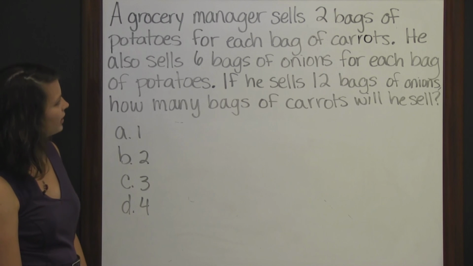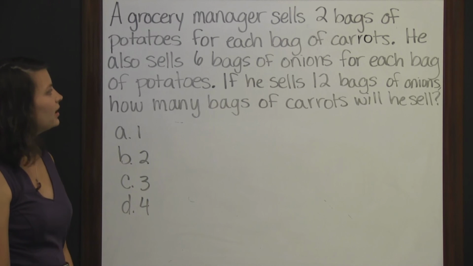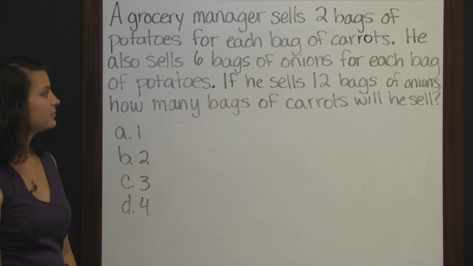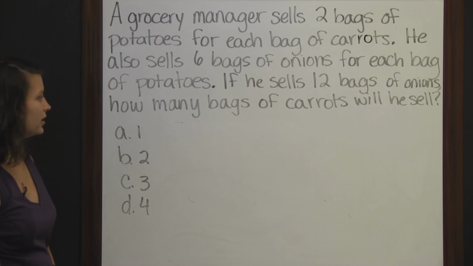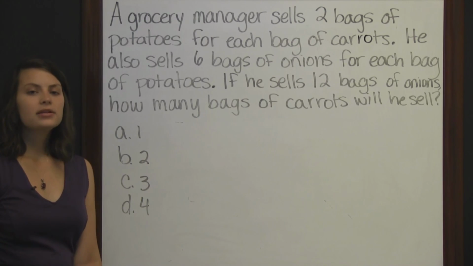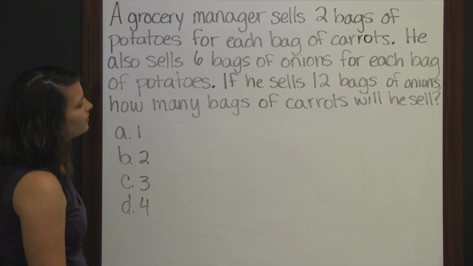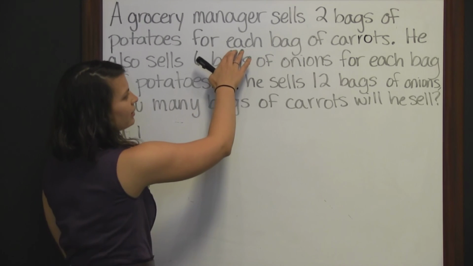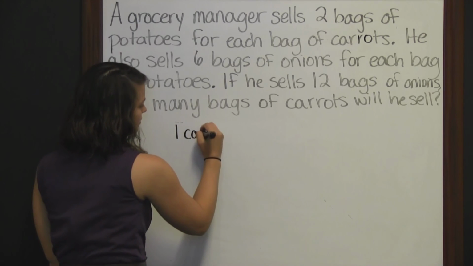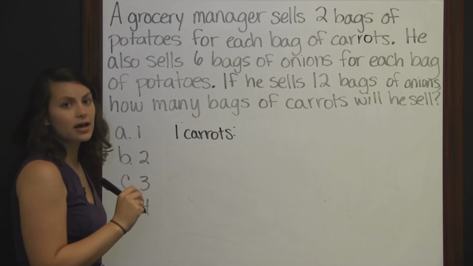A grocery manager sells 2 bags of potatoes for each bag of carrots. He also sells 6 bags of onions for each bag of potatoes. If he sells 12 bags of onions, how many bags of carrots will he sell? Let's start by picking out the important information. In the first sentence, we're told that for each bag of carrots, so each, that means 1, so for 1 bag of carrots, he sells 2 bags of potatoes.